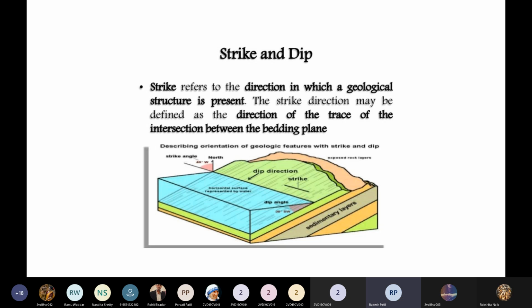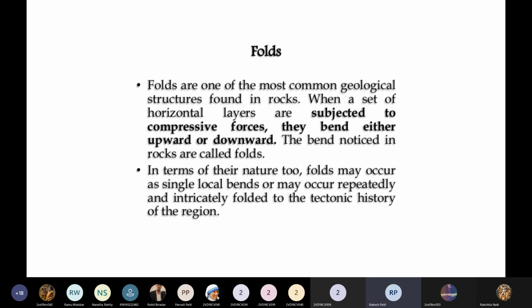Strike means a horizontal line. Dip means the maximum angle of inclination. You can see here, this is a strike. According to this will be the dip direction. Yes, first we will study the folds. Folds are nothing but an undulation or a bending curvature developed in the rock strata.